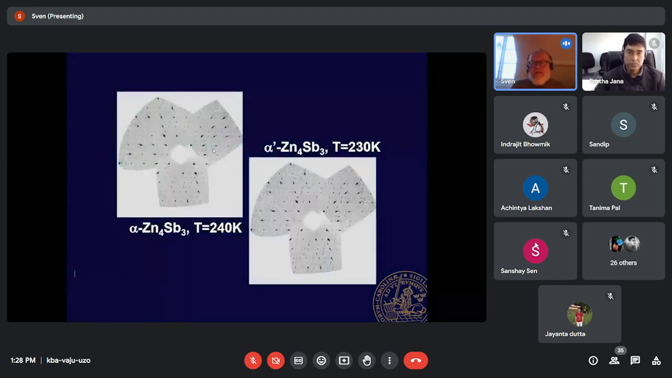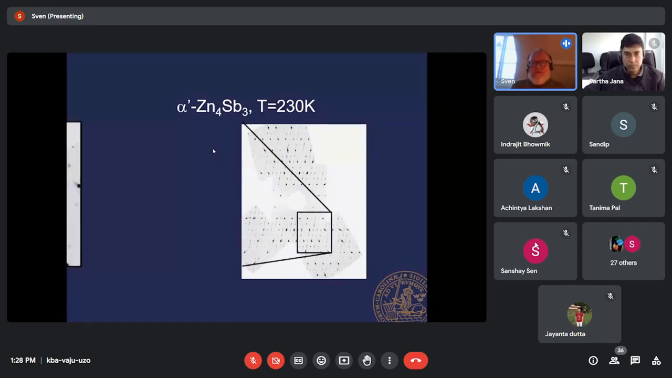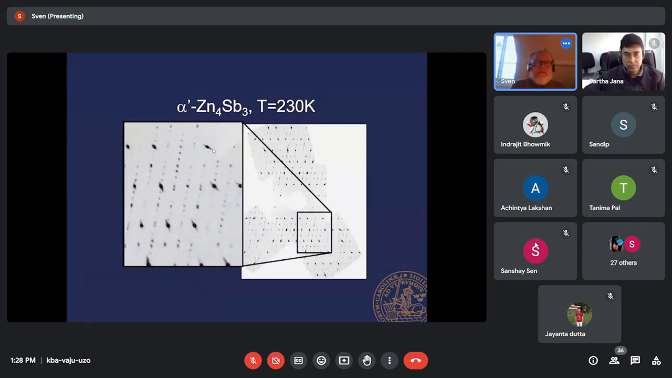Just to make life a little bit more complicated, if we cool another 10 degrees, we get the alpha prime phase, which is a really low temperature phase. And let's take a closer look at that, and you will see that you have a lot more of the satellite reflections that are showing us that we have a superstructure.